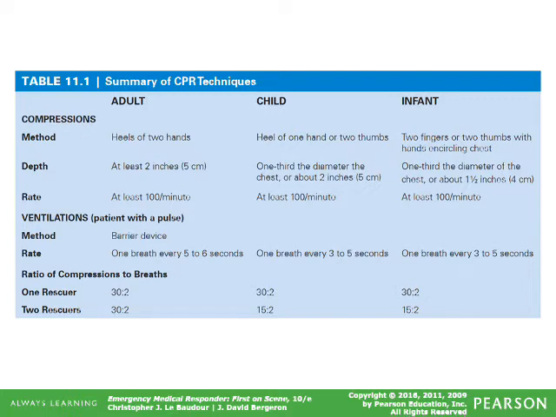All right, so just keep in mind on the child and infant, if you have 2 rescuers, the ratio changes from 30 to 2 to 15 to 2. Adult, it's the same regardless.